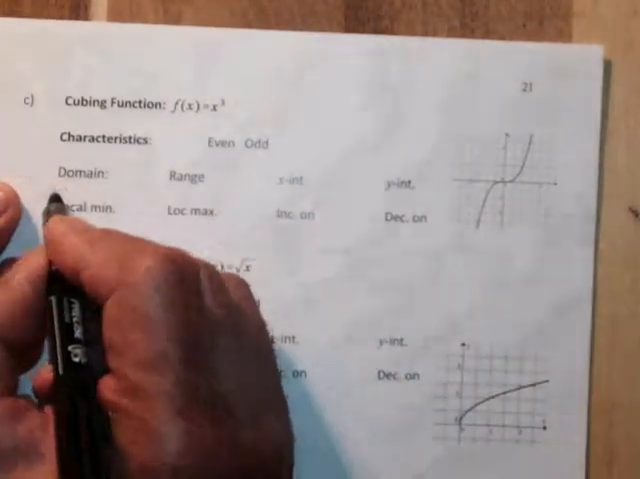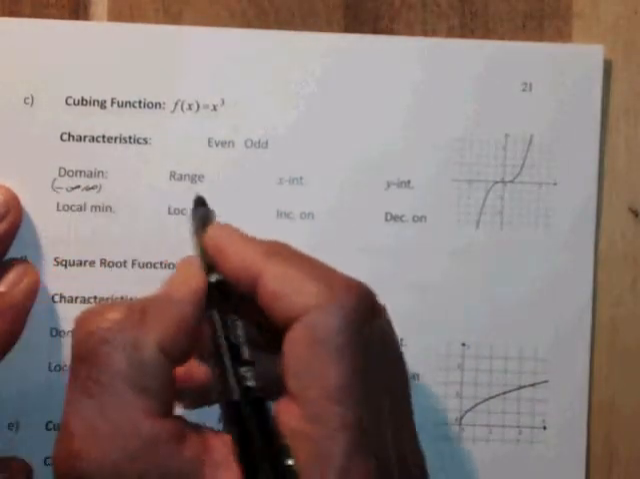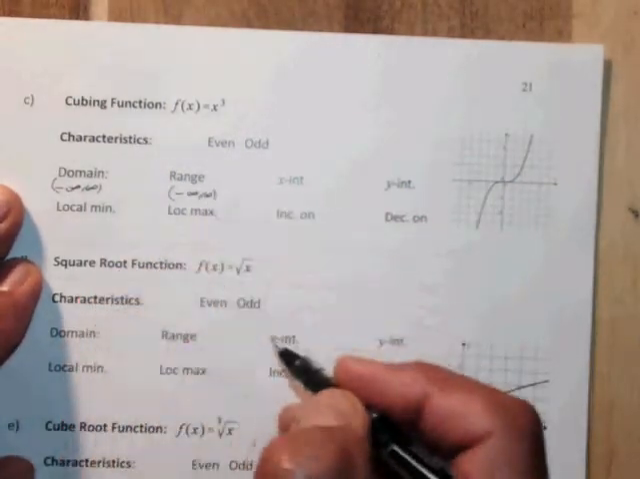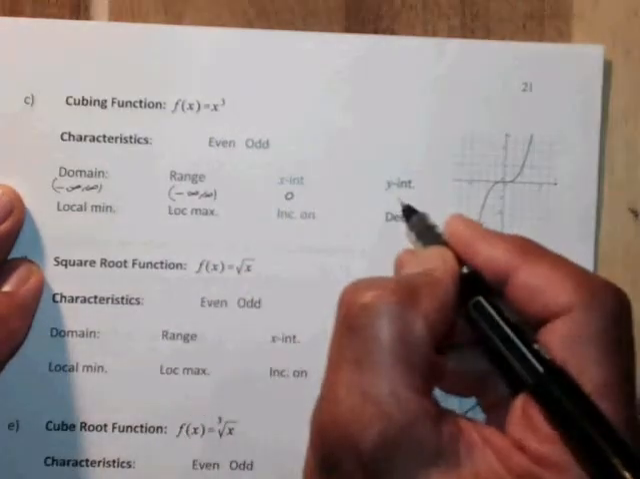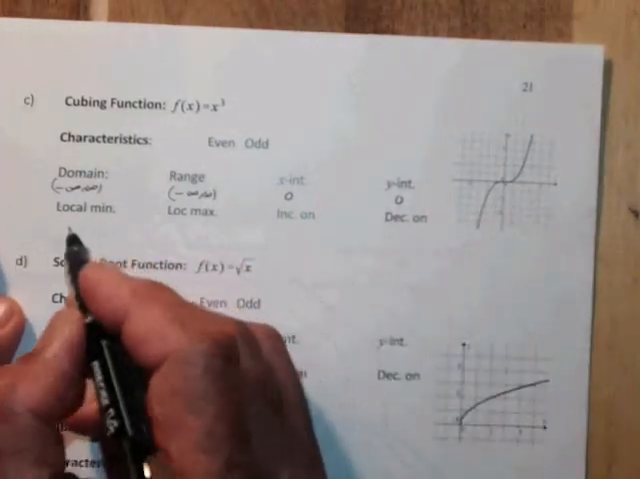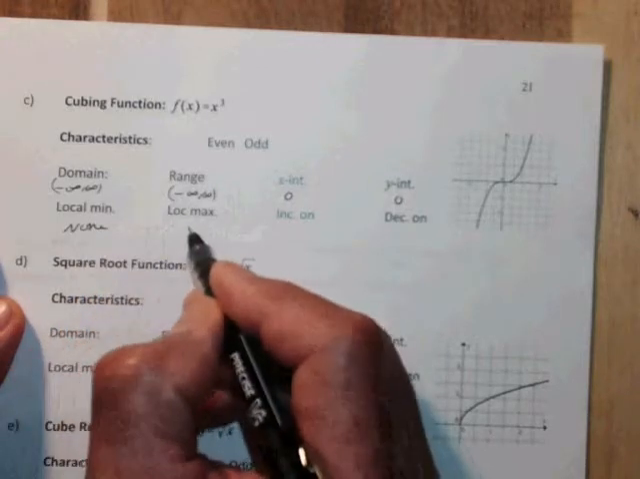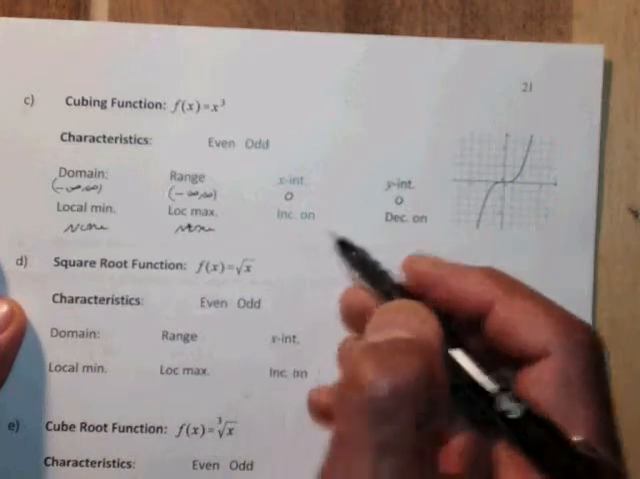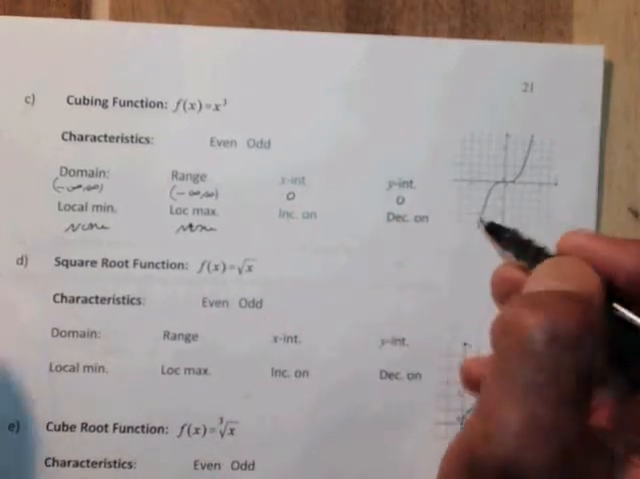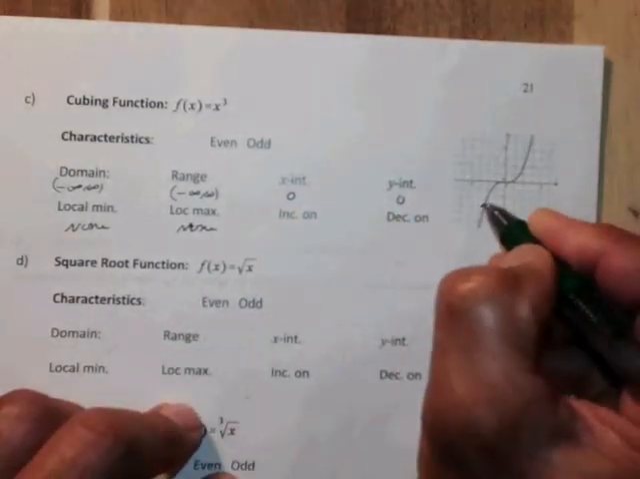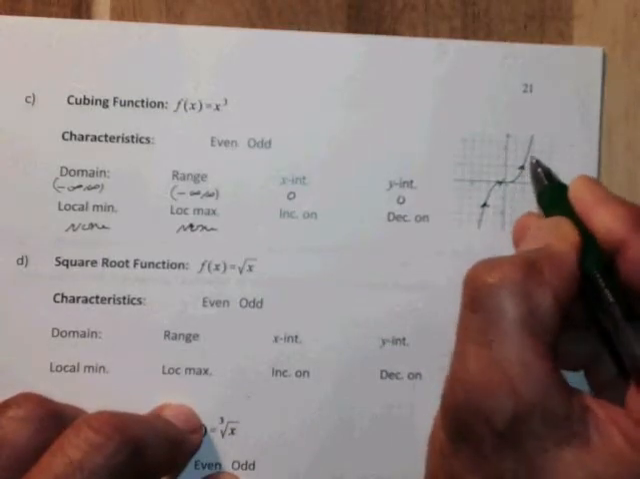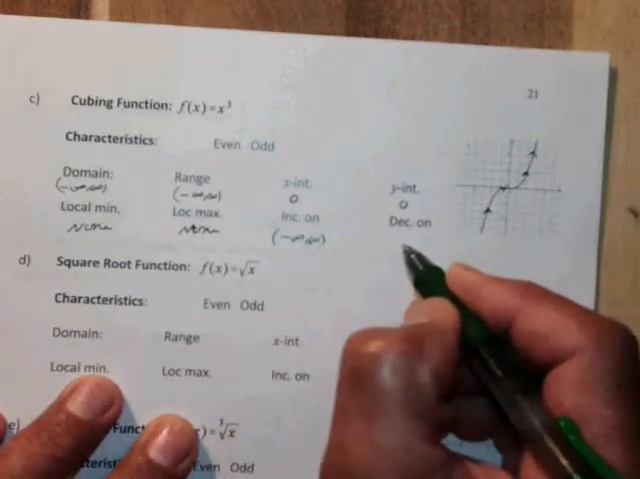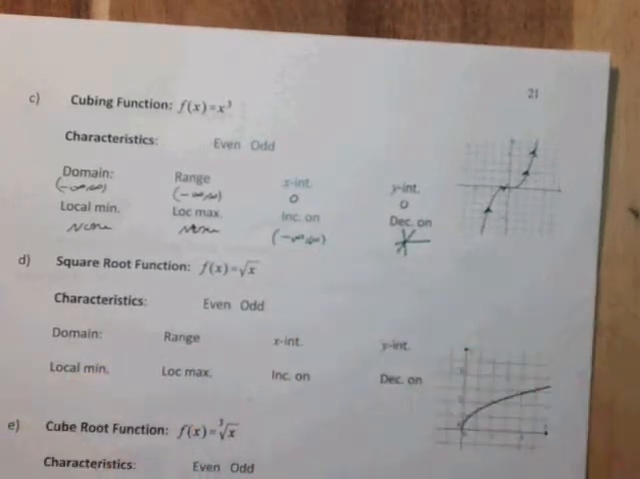Domain is the whole real line. Range is also from minus infinity to infinity. X-intercept is 0, y-intercept 0, no local maximum, none, no local minimum, none. Increasing, always increasing, you see. Just keeps going up, you see. So increasing over the whole real line. And it's not decreasing at all.